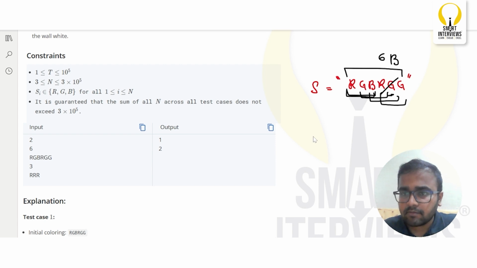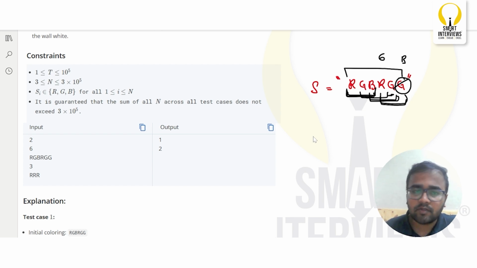Now finally, you have this G. Can you do something with this G? Yes. Let us convert this G to B. Now if you do this, check. This substring is having an equal number of R's, G's and B's. This substring, yes. This substring, R, G and B. So in one operation, we can make our wall white by matching the conditions of length divisible by 3 and equal number of R's, G's and B's. That's it. So that's why the output is 1.